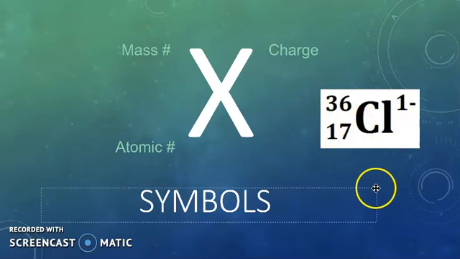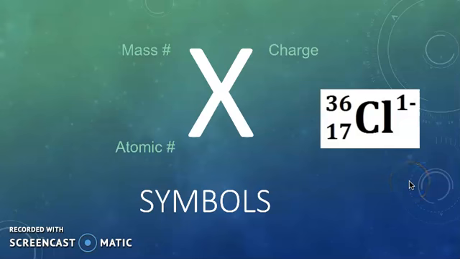That would be my mass number, my number of protons plus neutrons for chlorine. Atomic number is just my number of protons. If I have up here a charge of -1, a negative charge, it's an anion, which means it's gained an electron. So I have an extra electron, so I actually have 18 electrons.